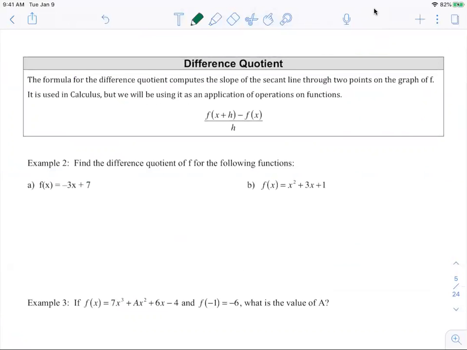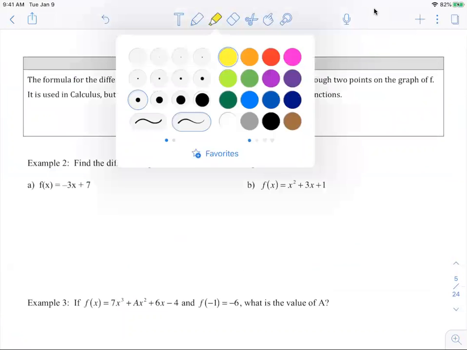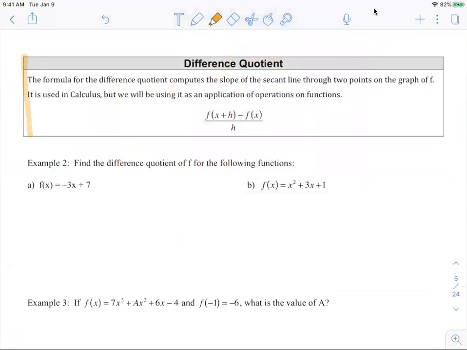It's a question they like to put on the final every year. It's called the difference quotient, and they will say to use the difference quotient. So you will know to use it because they will say to use it. And it's a formula to find the slope of a secant line through 2 points on the graph of f. You can use it in calculus, but we'll be using it as an application of operation. So the formula is f of x plus h minus f of x over h. And I'm going to go ahead and do 2 examples with you.